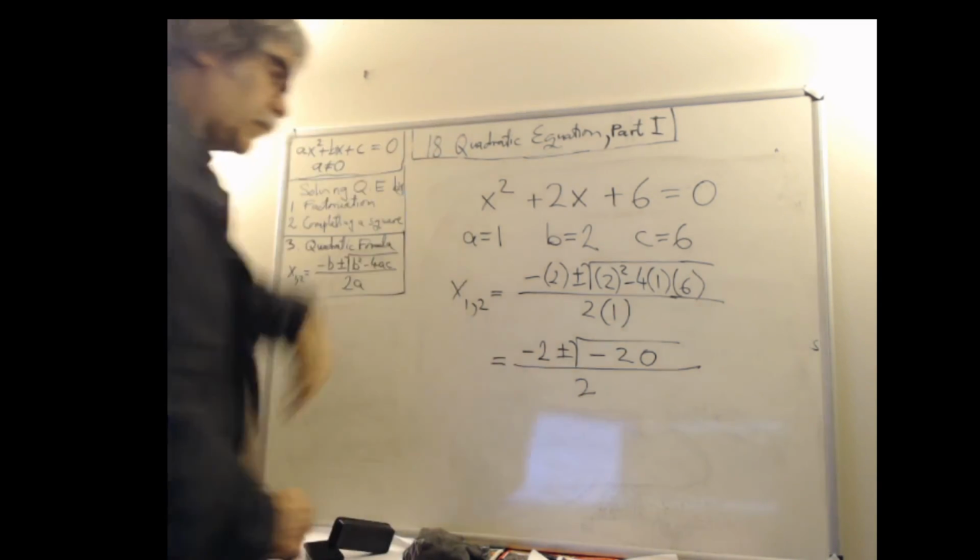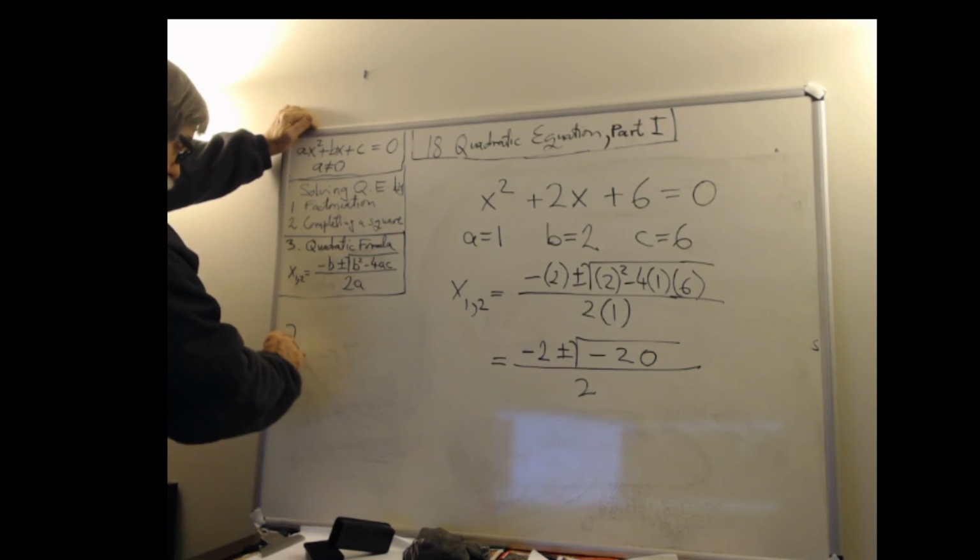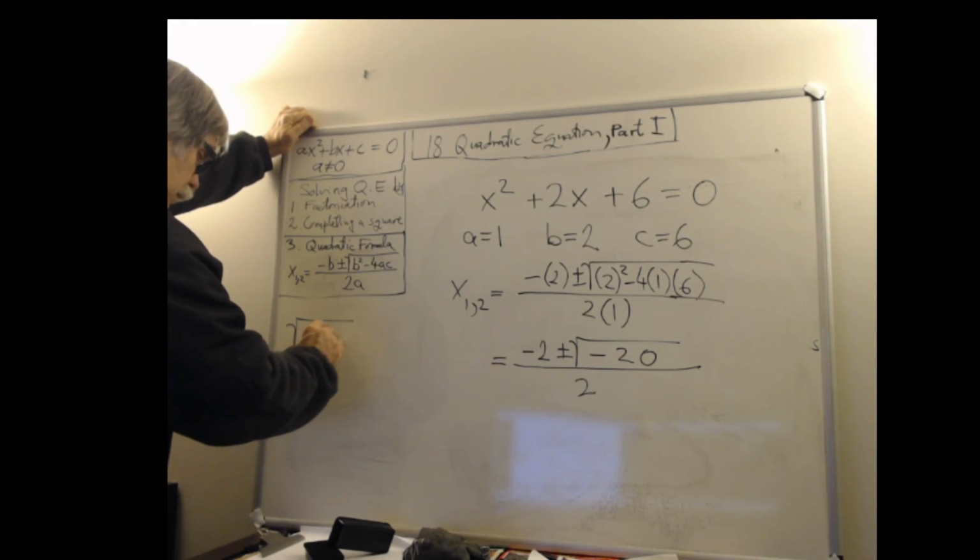Divided by 2. So you can say, oh, I'm done here. I can't go any further. No, actually you could go further, because you have at this point some knowledge about complex numbers. So that radical of negative 20 is a complex number. How? Well, this is what we do.